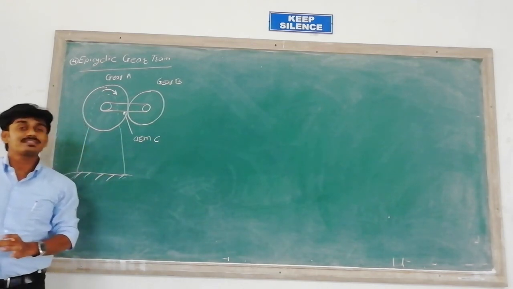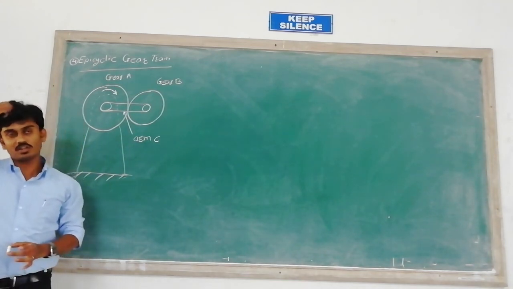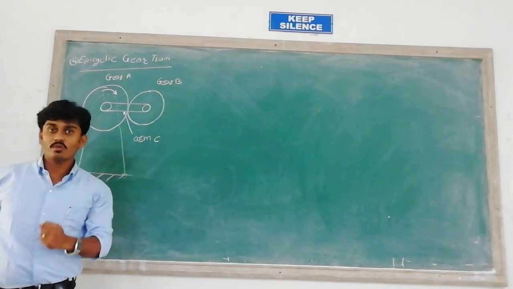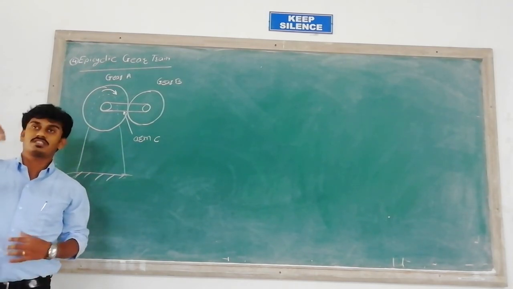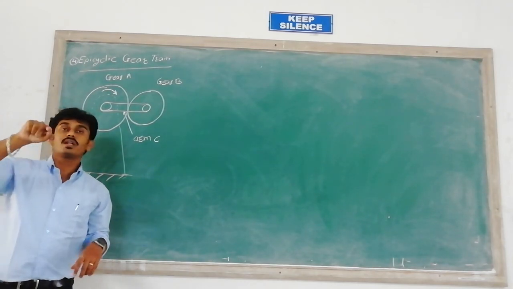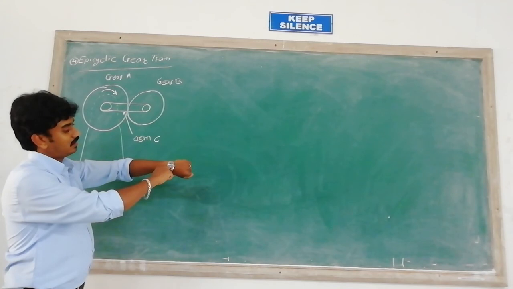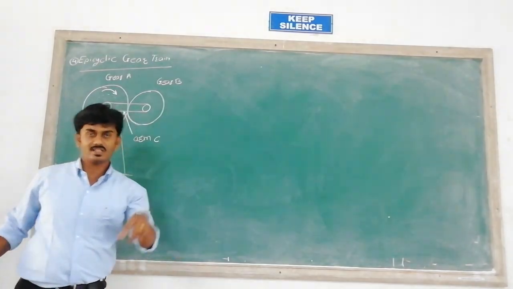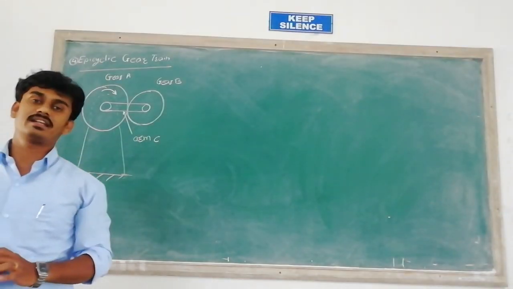What are the applications of the epicyclic gear train? It is used in the back wheel, in the lathe machine, and in some watches. In some watches, besides the normal second hand, there is a small circle which rotates as per the seconds. In such watches, epicyclic gear trains are used.